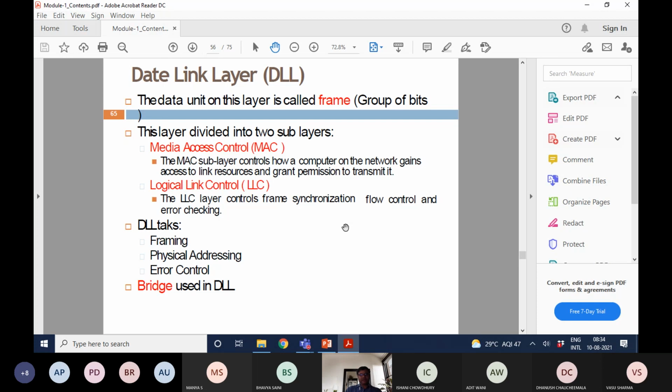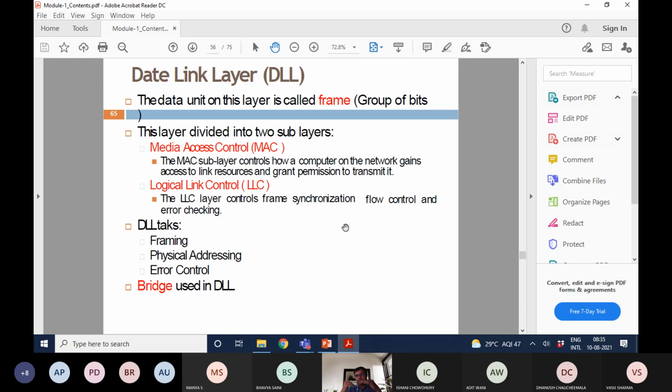The next layer we are going to discuss is known as the data link layer. In the data link layer, the data unit is called a frame. What is a frame? It is a group of bits. If we create small groups of bits, that is called a frame. So data is present in the data link layer in the form of frames.